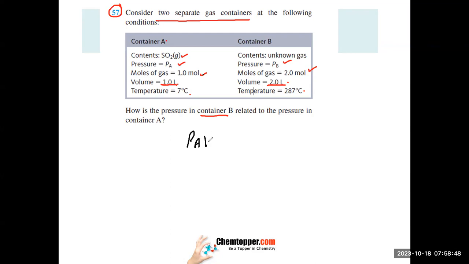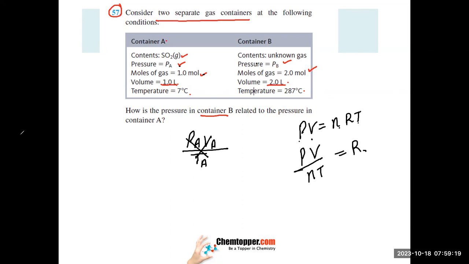PA, VA over TA, P1, V1 over T1. But here moles are also changing. So I cannot use the combined gas law. Remember PV equals nRT. Now is the pressure changing? Yes. PA to PB. Volume? Yes. N? Yes. T? Yes. Moles are changing. So I will use this. PV over NT is R. I'm going to use this.